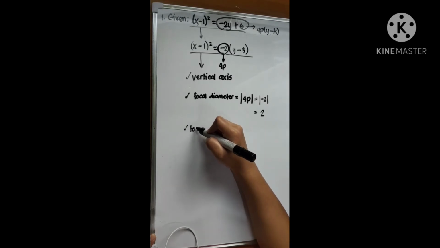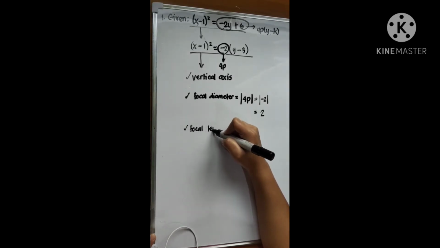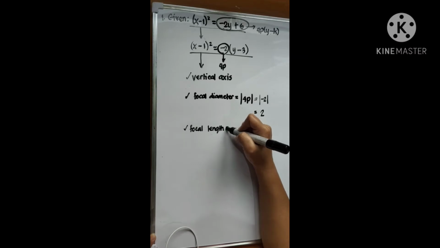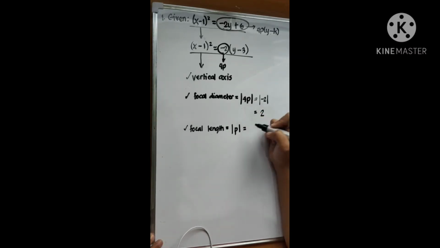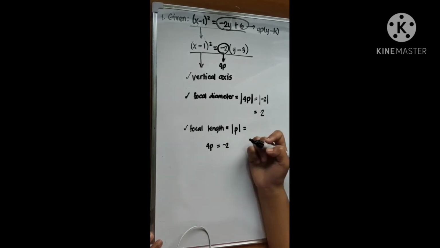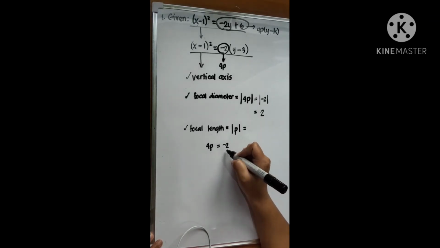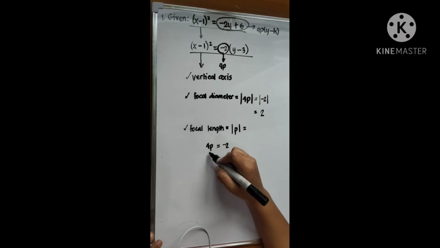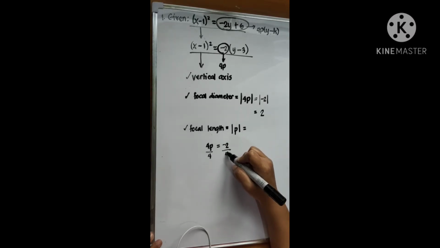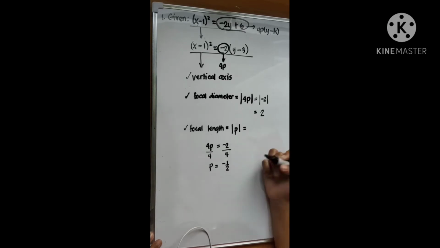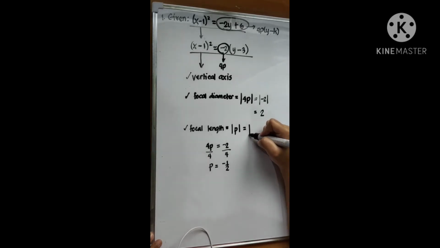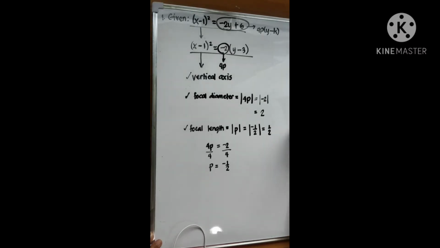Now for the focal length, this is solved by the equation absolute value of p. And what is the value of p? Remember that 4p is equal to negative 2. So to solve for p, we will divide both sides by 4. And so here we have p is equal to negative 1/2. Therefore, the focal length is equal to the absolute value of negative 1/2, which is equal to positive 1/2.